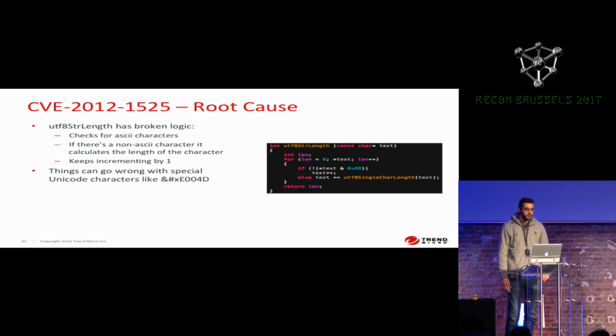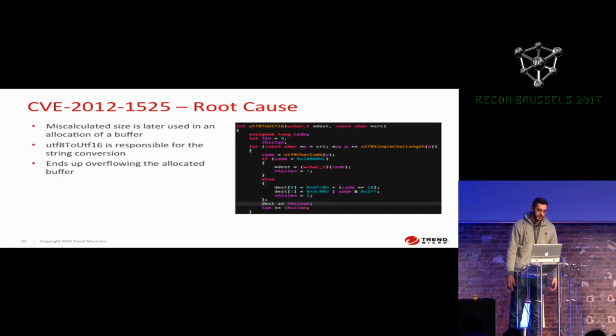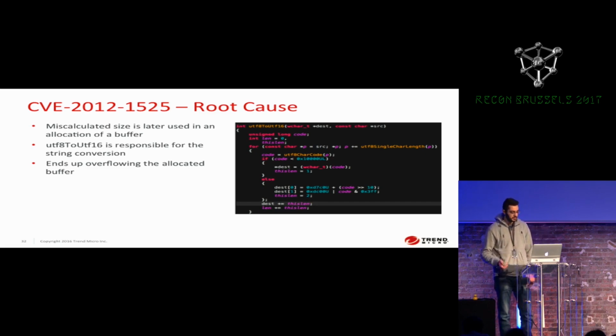So we went back to the Sablotron source code just to do some analysis, and we figured out that the core of this bug was the way the length of the string was being calculated, inside UTF-8 str length. The way this works is that it loops through the string byte by byte, checks the length of each character, and keeps incrementing by 1. But in special cases, when you have a Unicode string or something like that, it calculates the length but doesn't add it to the count. It keeps incrementing the count by 1. That leads to a miscalculated length. That length is later used in an allocation, and then it's passed to UTF-8 to UTF-16, where the actual heap-based buffer overflow happens.